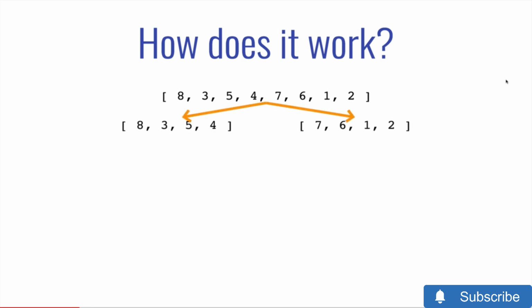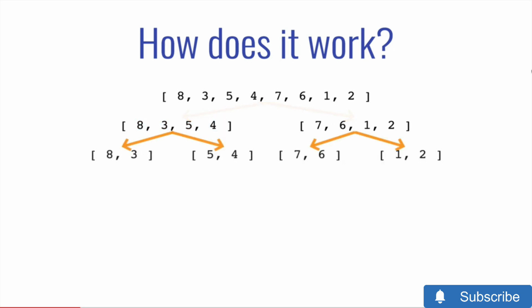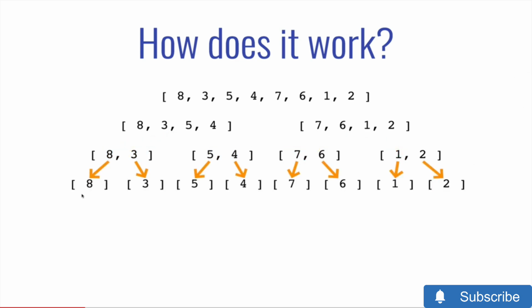Here's a little visualization. Imagine we have this array here, 8, 3, 5, 4, 7, 6, 1, 2. That is 8 elements. The code starts by splitting it in half. So we're dividing it. And we're still not at 1 or 0 element arrays, right? These are 4 elements, so we split again. Now we have 4 2-element arrays. We're still not there, so we split again. Now what we have are 8 single element arrays.